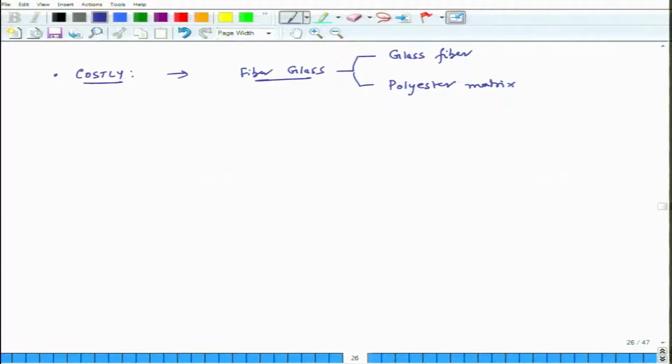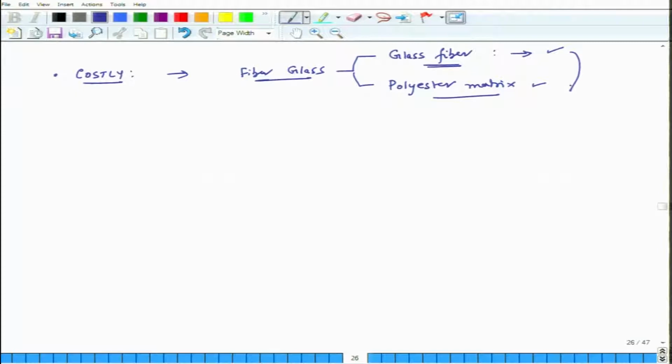Polyester matrix. Now, if you go to market, you will find that the price of glass fiber per kilogram is more than the price of regular steel which we use, or even aluminum, it is more expensive than even aluminum. Okay. So, first component is more expensive. Then if you go and buy polyester matrix, again you will find that it is more expensive than metals like steel and aluminum.